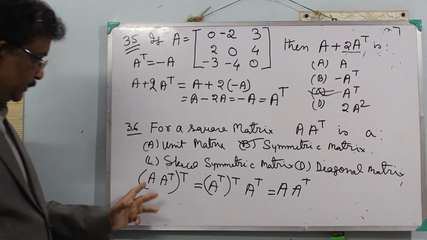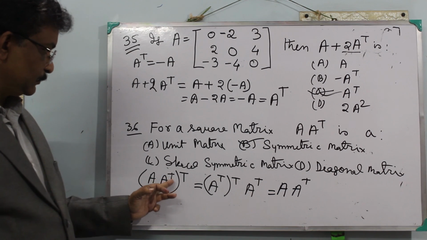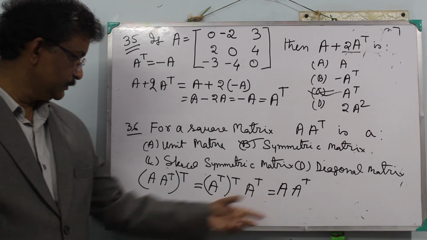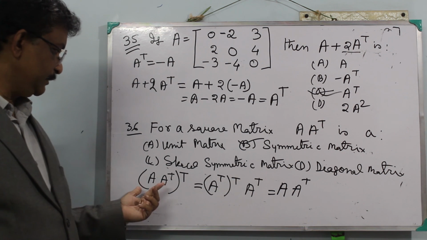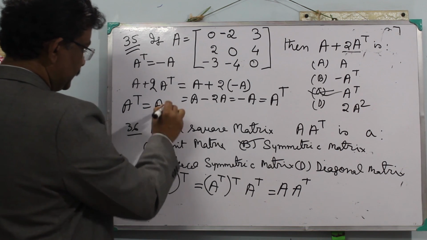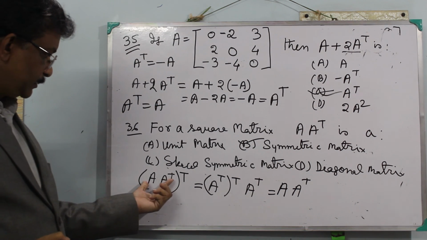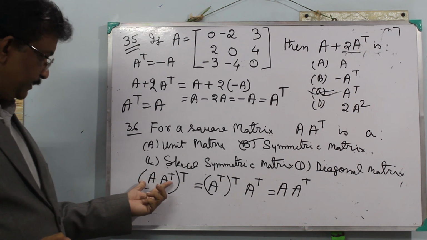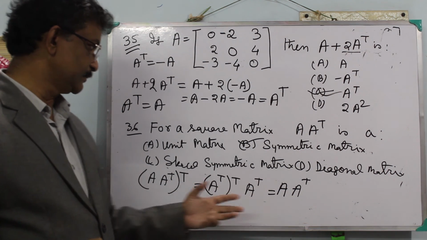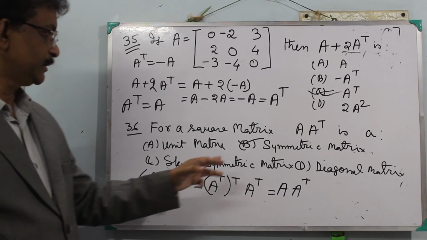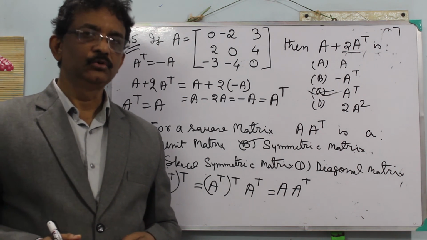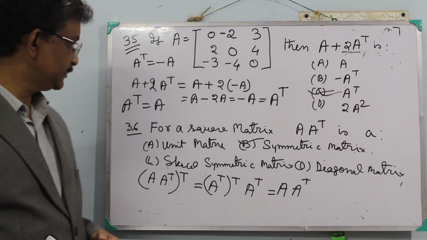So you see, A into A transpose and its transpose is equal to this. So the matrix is the same thing. If A transpose equal to A, it is symmetric. If I consider A into A transpose is a matrix, then its transpose is equal to the matrix itself. So it is a symmetric matrix. The answer is B. So I have completed part 2 on MCQ on matrix and determinant.